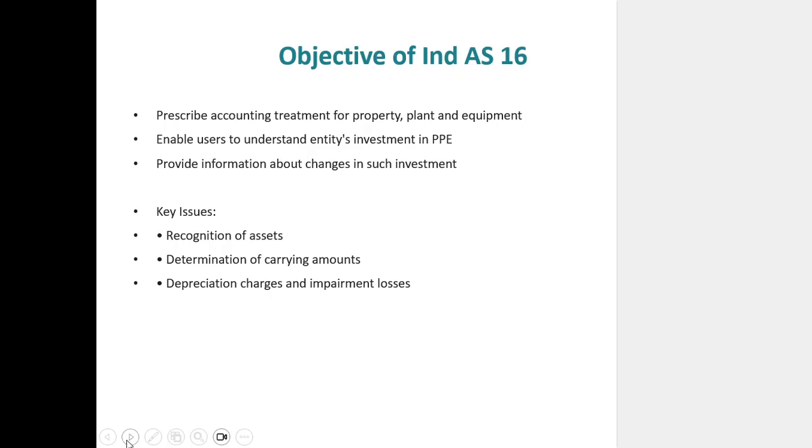The objectives are to prescribe the accounting treatment for property, plant, and equipment, enable users to understand the entity's investments in PPE, and provide information about changes in such investments. The key issues in IND AS 16 are recognition of assets, determination of carrying amounts, depreciation charges, and impairment losses.